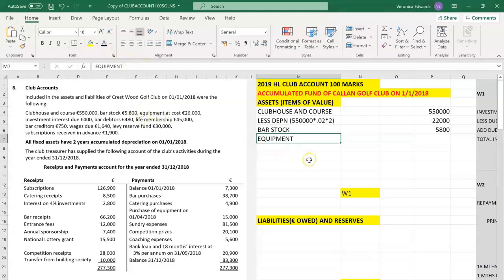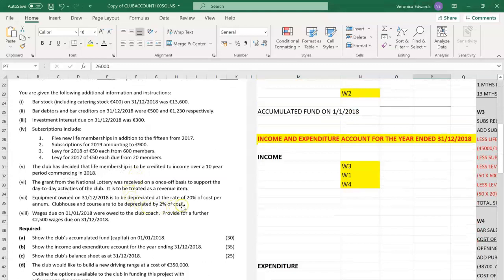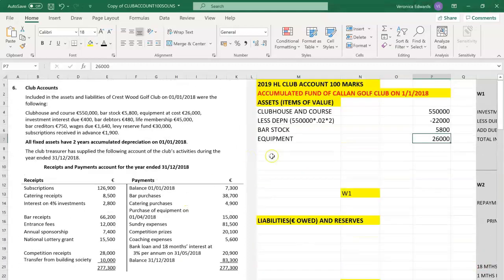That's also a fixed asset, something of value that will last more than a financial year. The equipment cost you €26,000 when you bought it, but again we need to be conscious of the fact that 2 years depreciation has accumulated on that. In order to work out what that depreciation is, we need more detail. If we go to adjustment 7, it tells us that equipment is to be depreciated at a rate of 20% of cost. So again, it's straight line depreciation. So to work out how much depreciation would have accumulated over the last 2 years, it's 20%, 0.2, multiplied by 26,000, multiplied by 2 for 2 years.